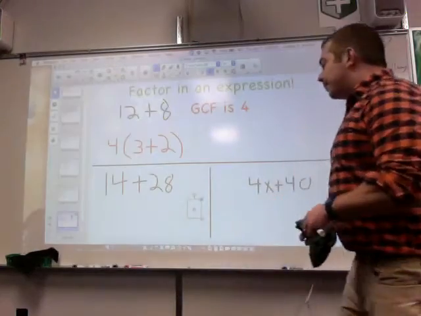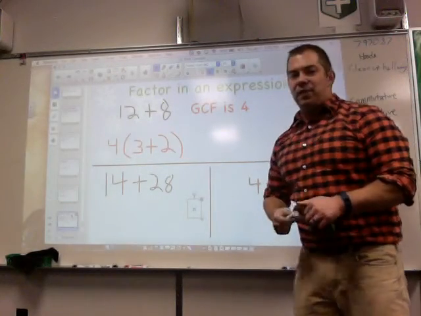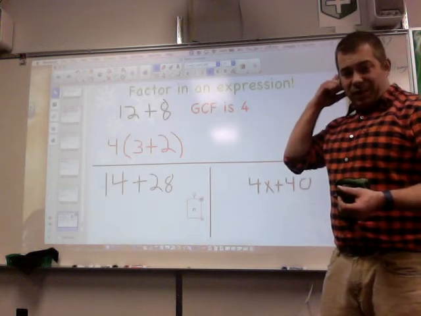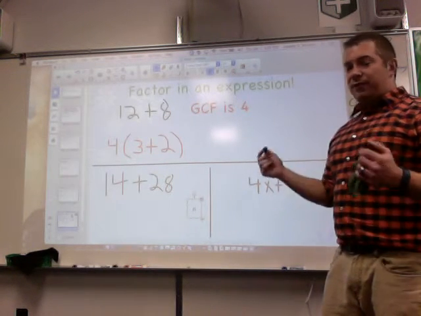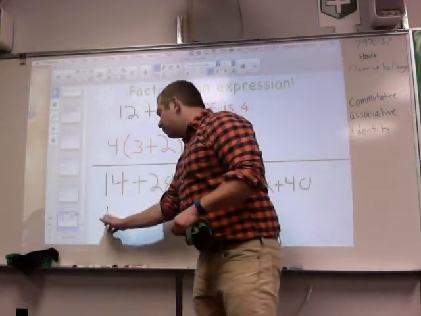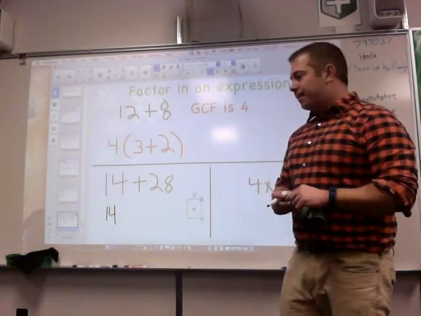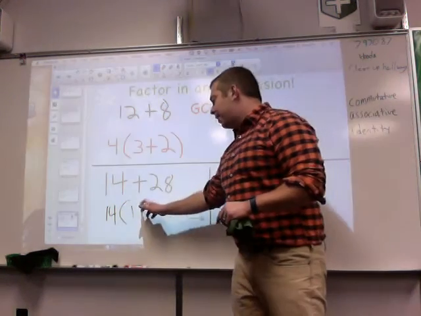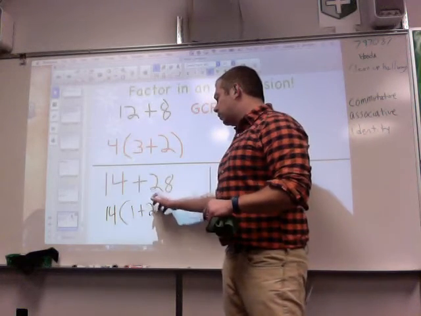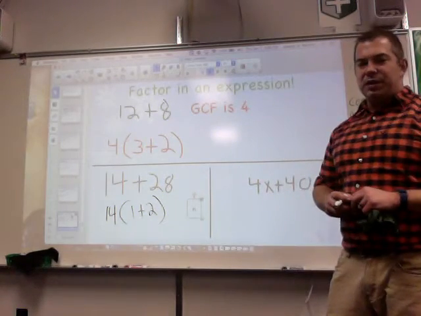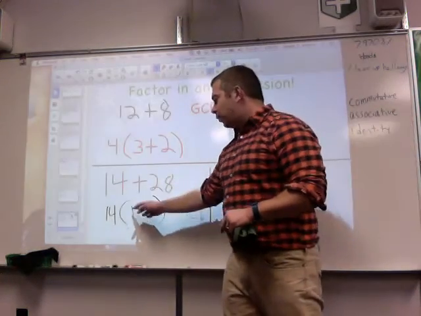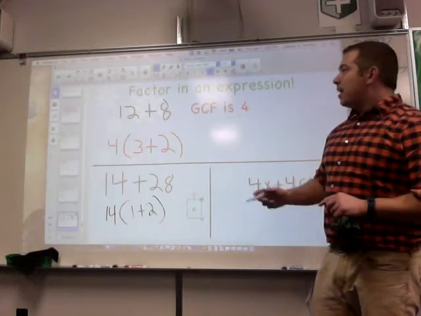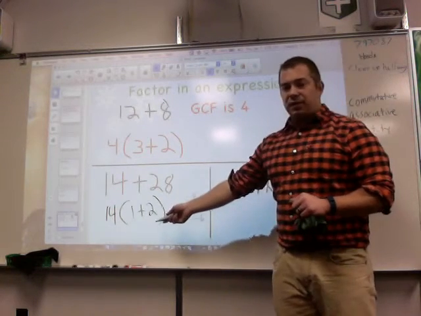Let's try it out down here. I have 14 plus 28. I have to think of a common factor between 14 and 28. Well, I know 14 doubled is 28, so my greatest common factor is 14. So I'm going to write my greatest common factor on the outside. I'm going to multiply that by 1 plus 2. So when I redistribute this now, 14 times 1 equals 14, and 14 times 2 equals 28. So I just factored that expression.